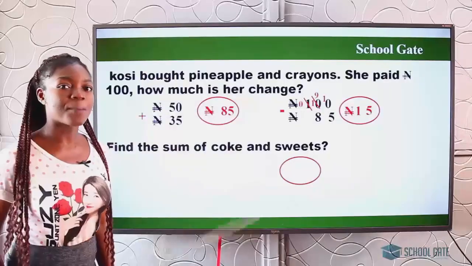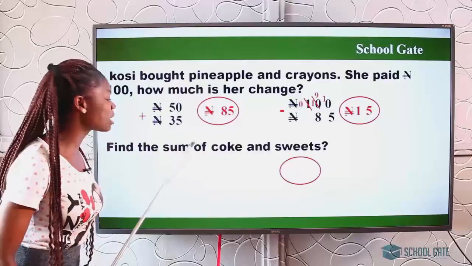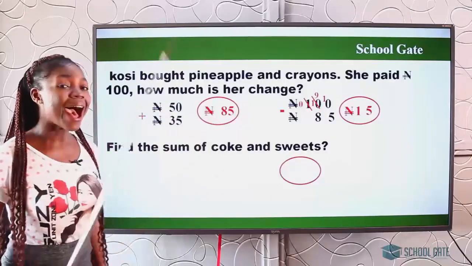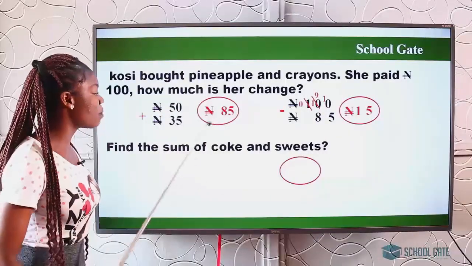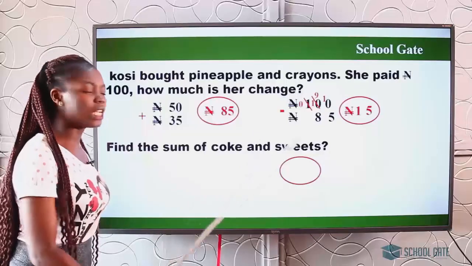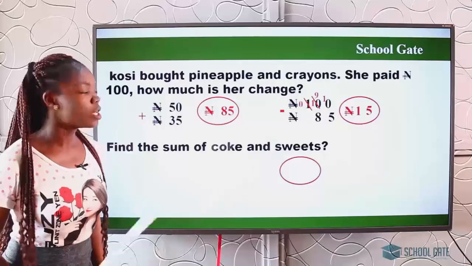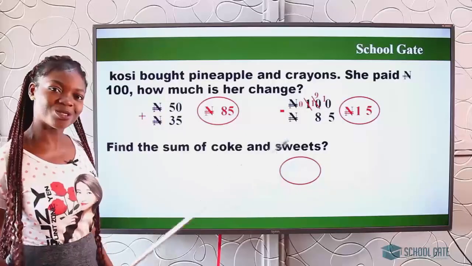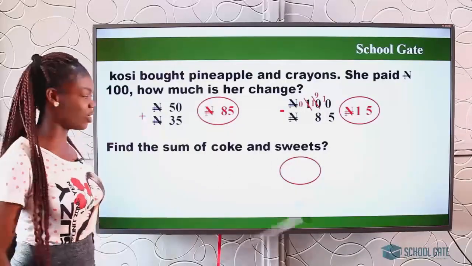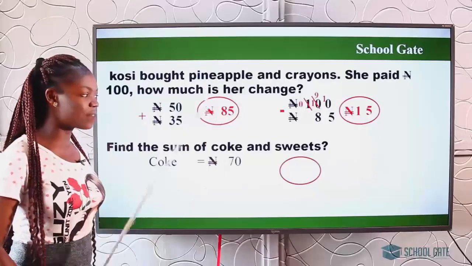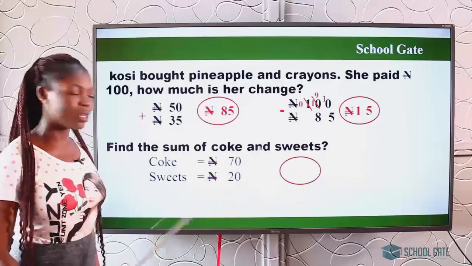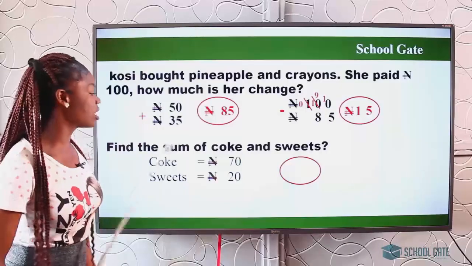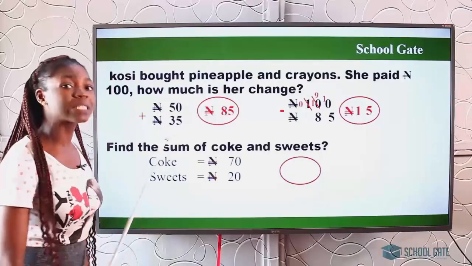Find the sum. If you see the word sum, it means addition. Are you getting it? If you see the word sum, it means what? Addition. Find the sum of Coke and sweet. Find the addition of Coke and sweet. You're not collecting any change here, so there's no subtraction, only addition. Our Coke is how much? 17 naira, and our sweet is how much? 20 naira. We are just to add them, okay?